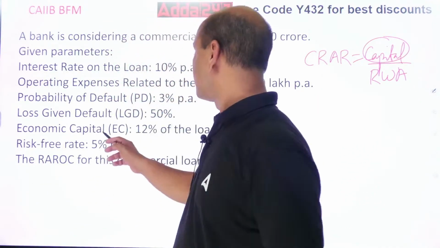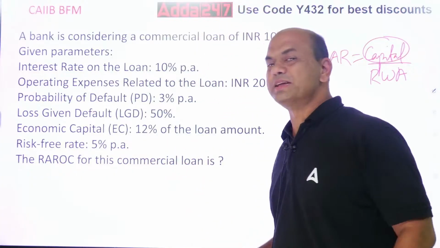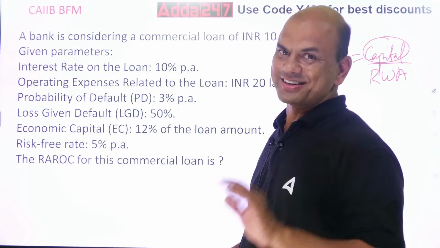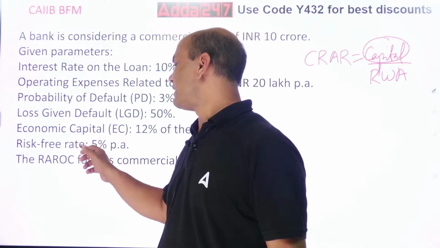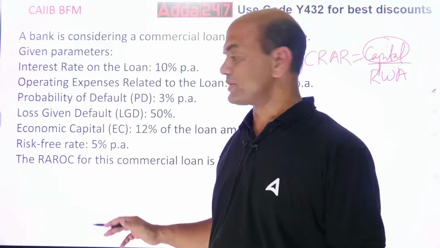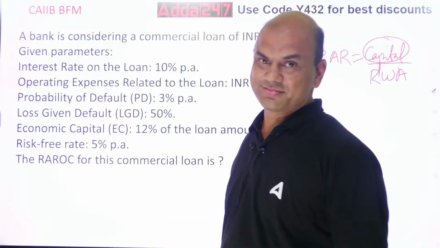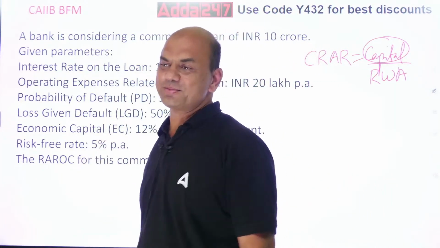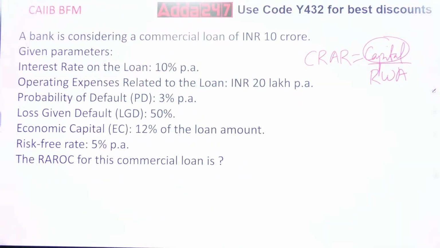Economic capital is given as 12%, so basically it's given as CRAR. Risk-free rate is 5%. Risk-free means basically the FD rate is 5%. Calculate the RAROC. Now if this numerical comes, how will you solve this? Everyone, try to solve this.